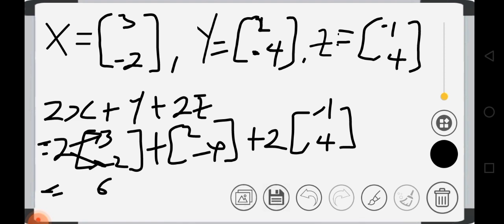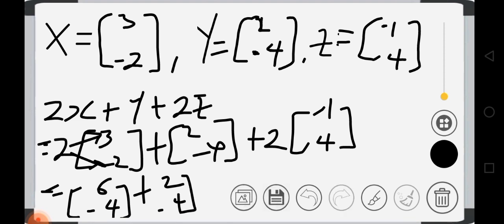This times this, 2 times that is minus 4, plus 2 comma minus 4, plus this times this, that's minus 2. This times this, that is 8.